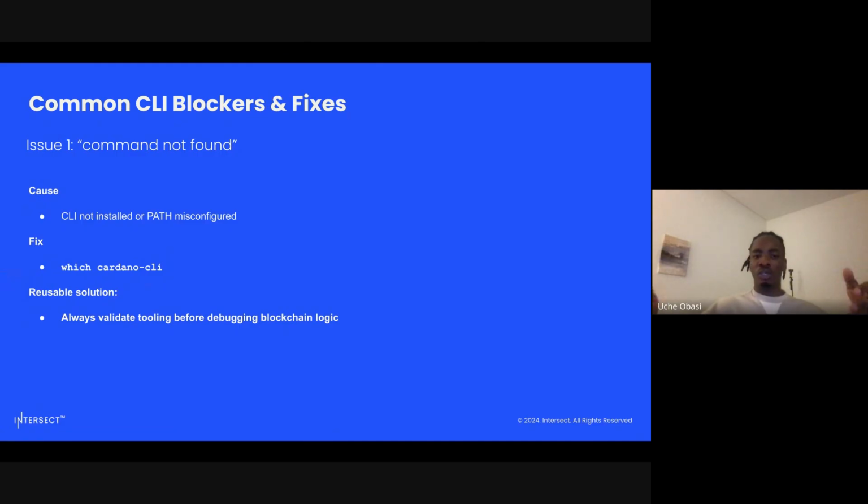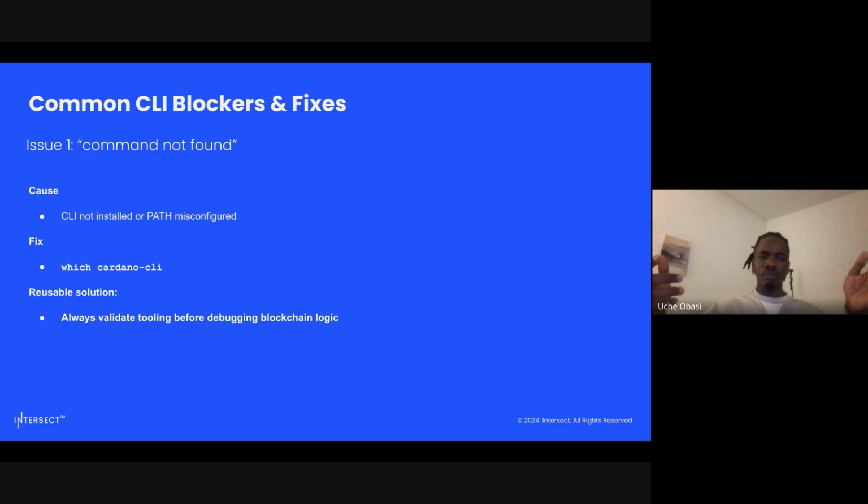In this case, all you need to do is run which cardano-cli. which is a Linux command that tells you where a particular program is stored in your system, the path where it is stored. So the fix is to run which cardano-cli, so that you know if the CLI is actually installed in your system and, if it is, where it is installed. That helps you determine how to go about it.